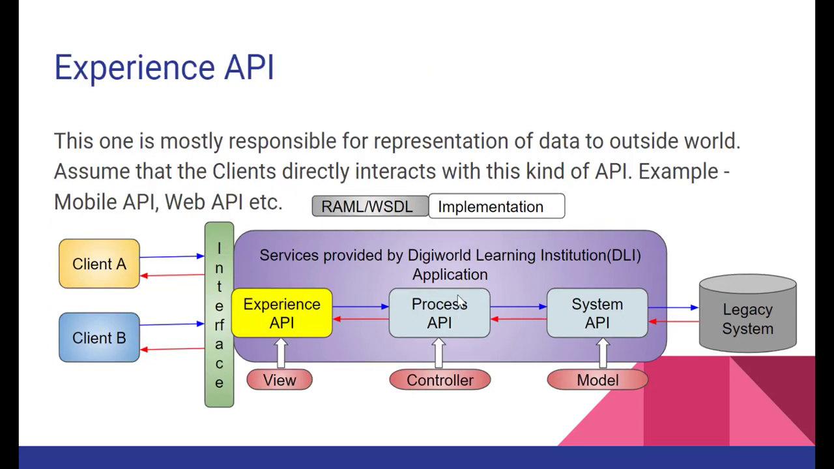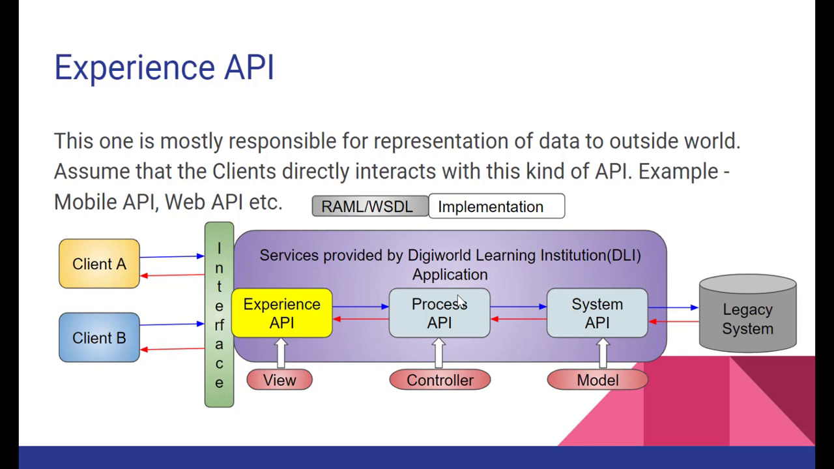Now, as we have mentioned, the experience API is mostly responsible for representation of data to the outside world. Assume that the clients directly interact with this kind of API. Examples: mobile API, web API. So what is the purpose of the experience API? It basically handles the experience. Like today you have developed one web service, right? And you want to provide access to desktop applications, or through the web. Suppose someone wants to access your web service through a browser. In that case, they may use the web API.